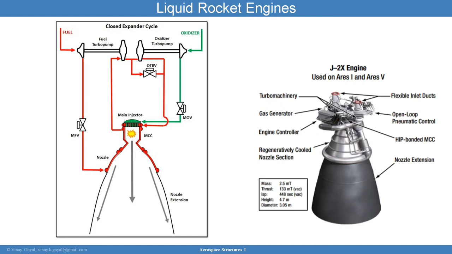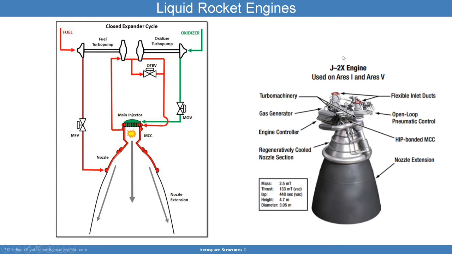Here I show the J-2X engine, which was used in the Ares 1 and Ares 5 program. And here it depicts the nozzle extension, the regeneratively cooled nozzle section, an engine control right here, the gas generator, and the turbo machinery. And then you have these flexible ducts, and then you have a pneumatic control, and then you have the hip-bonded MCC. And then you have the nozzle extension, which I just covered.